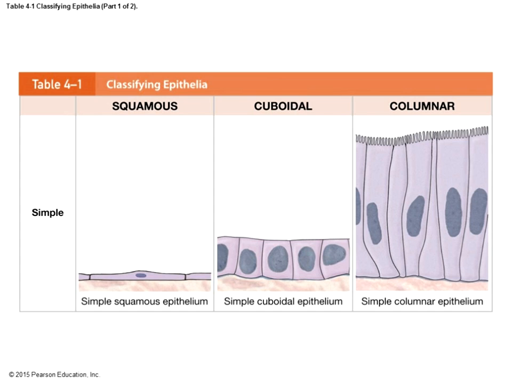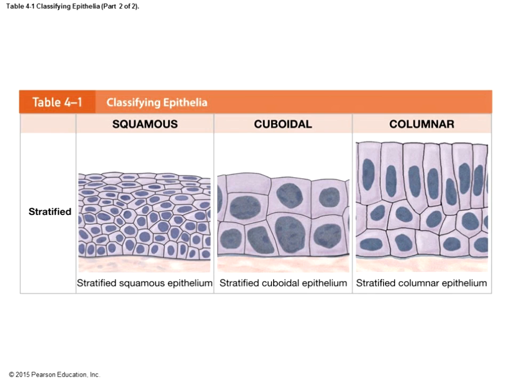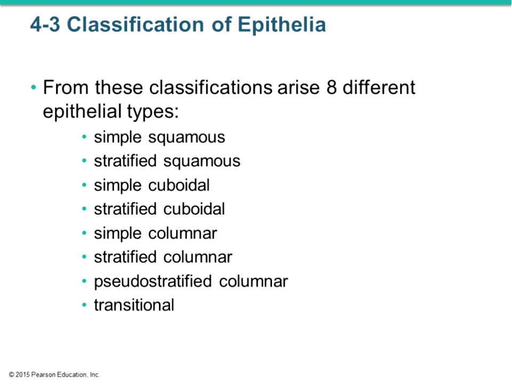And so here you can see representation of a squamous cell, right? It's nice and flat, which you can see in that image. Cuboidal looks like a box, and then columnar are rectangles, right? And then same with multiple layers, right? You have stratified, multiple layers of squamous cells, multiple layers of cuboidal shaped cells, multiple layers of columnar shaped cells. All right? And then from these classifications, for the most part, you can get all the different epithelial tissue types. Simple squamous, stratified squamous, simple cuboidal, stratified cuboidal, simple columnar, stratified columnar.